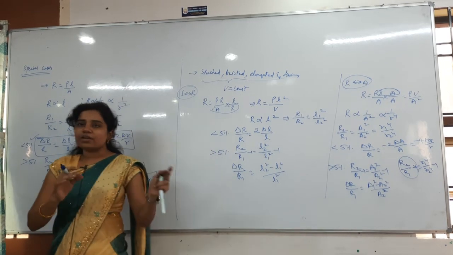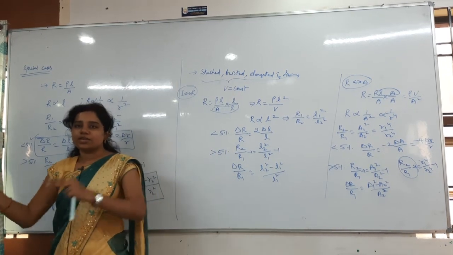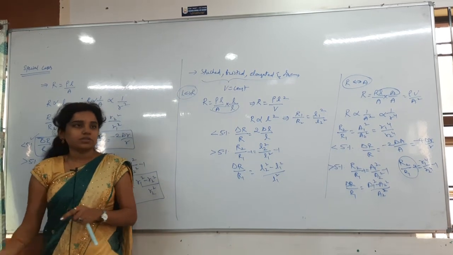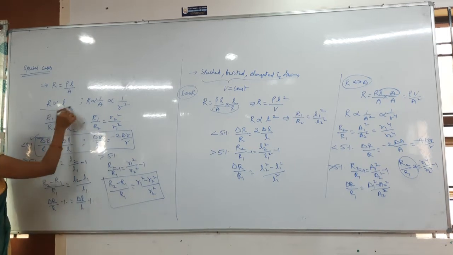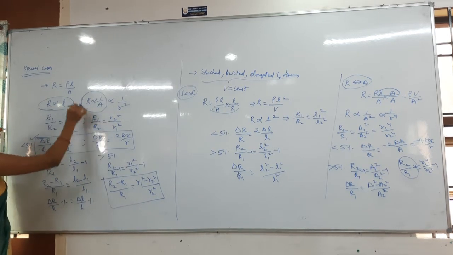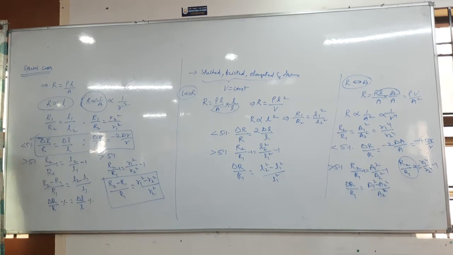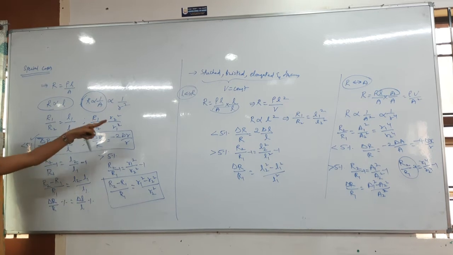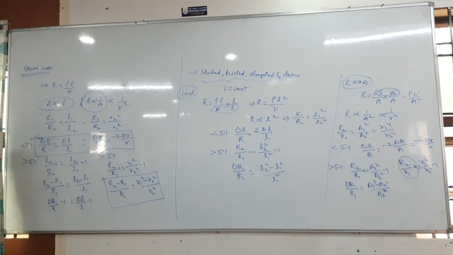Whenever they say one wire has length L1, another wire has length L2 and radius R1, radius R2, then you have to take directly R is directly proportional to L and R is inversely proportional to A. Be careful, I explained very clearly, don't give a chance for negative marking in this. Why? Because if, instead of taking that relation, you take this relation, your answer will be wrong. Why? Because you will have two options in that. Understand, right? Copy that.